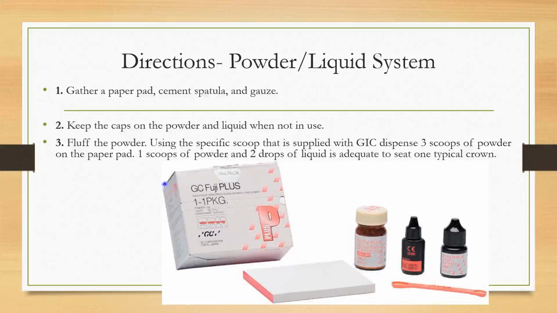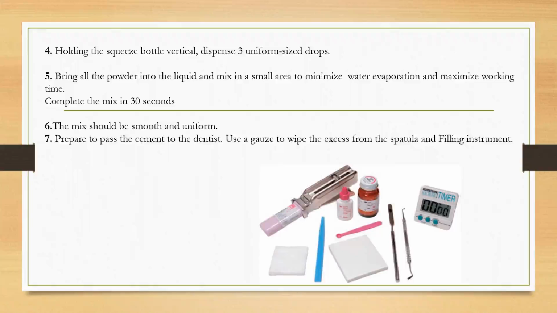But if we're using it for cementation, especially for a crown, you use one scoop of powder to two drops of liquid. Then you mix. It also sets very fast, so the mixing time has to be 30 seconds, or 30 to 45 seconds. So you have to really mix it fast.